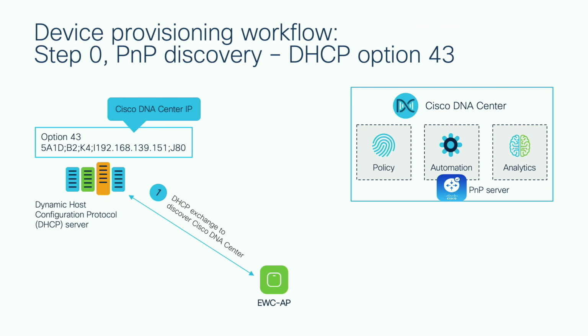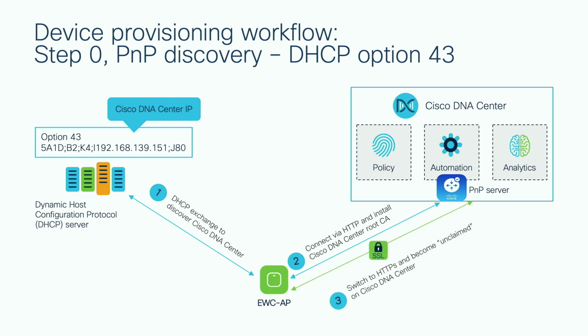Once I get the IP address of Cisco DNA Center, the EWC AP will try to connect to the PNP server on the Cisco DNA Center using HTTP and install the certificate which is available on the Cisco DNA Center. Once I have the certificate, I'll connect by HTTPS and go to the DNA Center in an unclaimed state, because I don't know which site this access point belongs to. And now you can decide this access point belongs to site 1, this access point belongs to site 2 or site 3 or site 4.